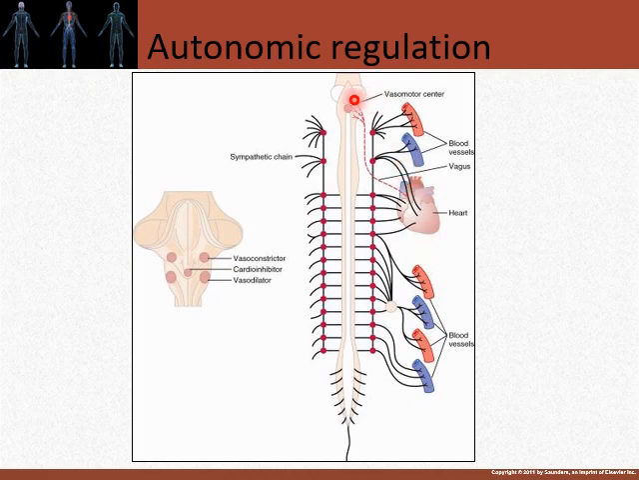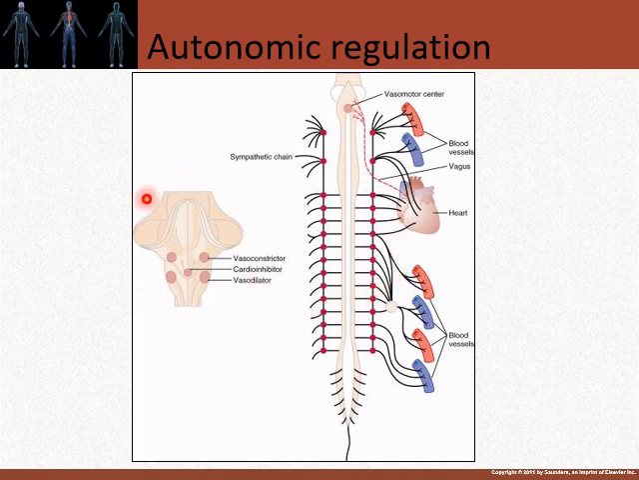However, the parasympathetic innervation is actually specific for the heart. That's why I say the parasympathetic nervous system has only a heart function. And it's actually supplied by the vagus nerve. So the parasympathetic supply for the heart is from the vagus nerve, which has its nuclei here in the brain or the central nervous system.